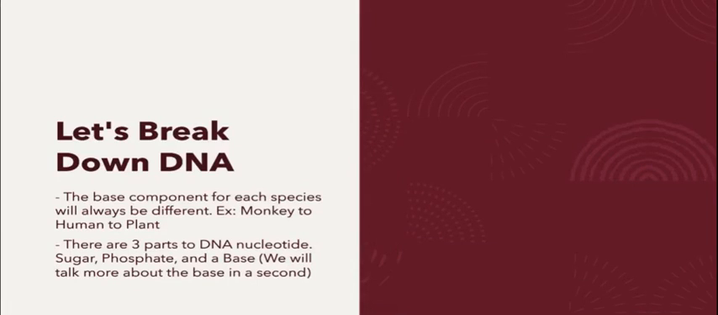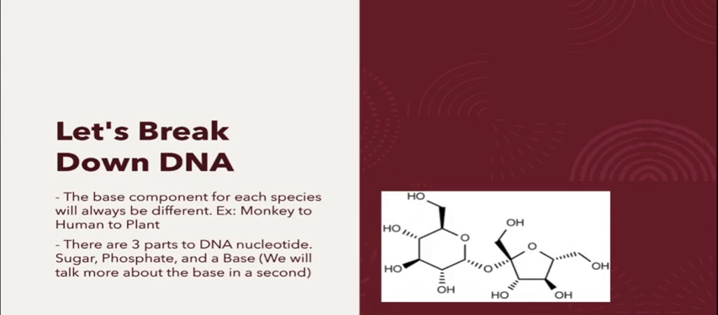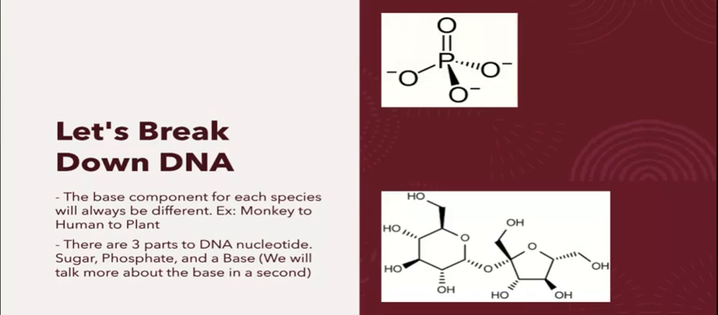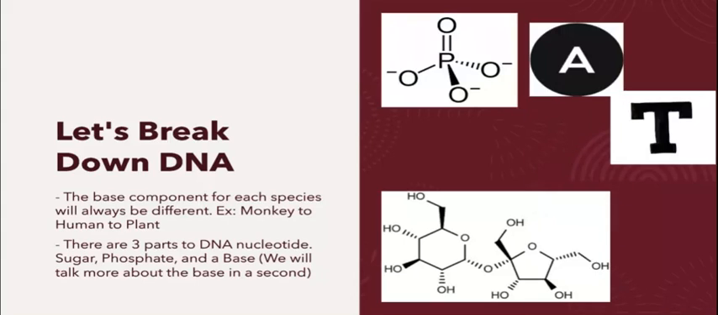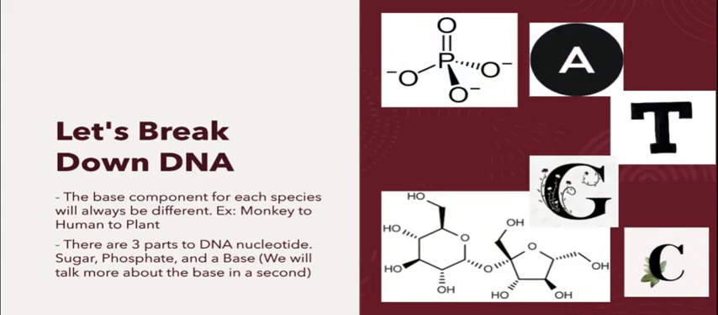So now let's break down physically what DNA is. The base component for each species will always be different. For example, my base component is going to be different from a monkey's, is going to be different from a plant's. It's all different. And then there are three parts to the DNA nucleotide: the sugar, the phosphate, and the base, which we're going to go over in a second. But to put it simply, for the base, you have A, T, G, and C.